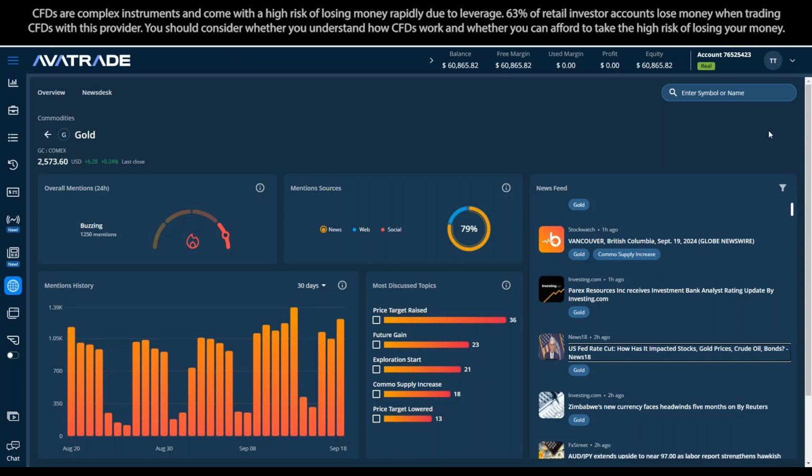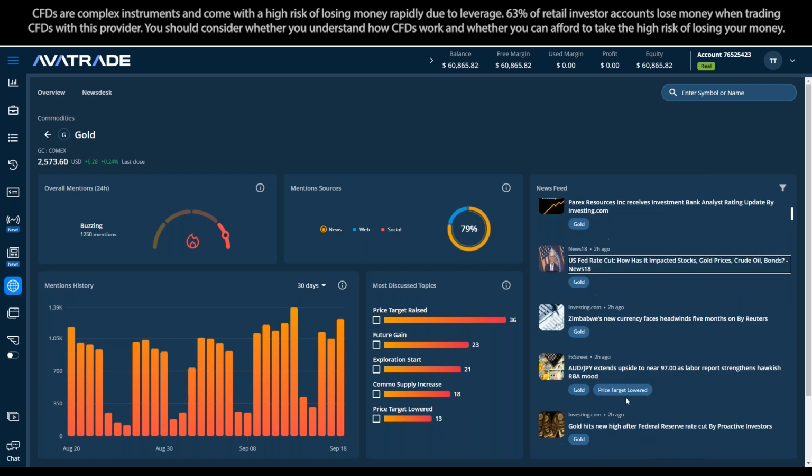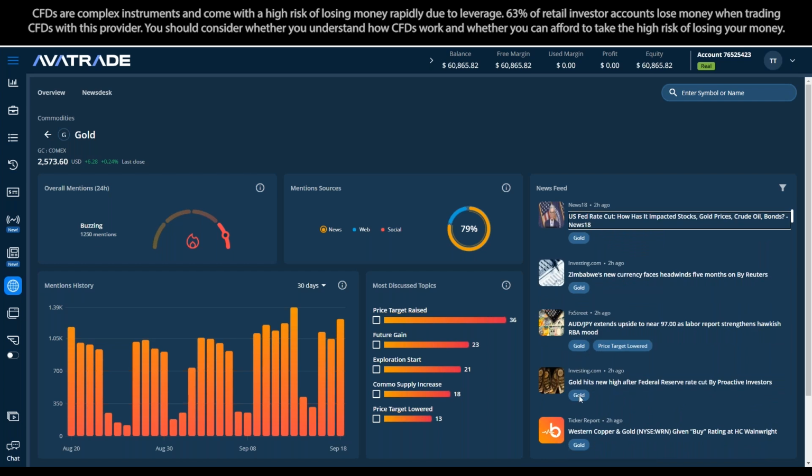Okay, like I said, there's a lot of short-term volatility right now, but the fundamentals are there with large rate cuts that some will discuss as to what they think maybe in the bigger picture that will do with some of these instruments. And so with reading an article like that, here's another one. Gold hits new high after Federal Reserve rate cut by proactive investors. So another article you could read to see about why did gold hit a new high.